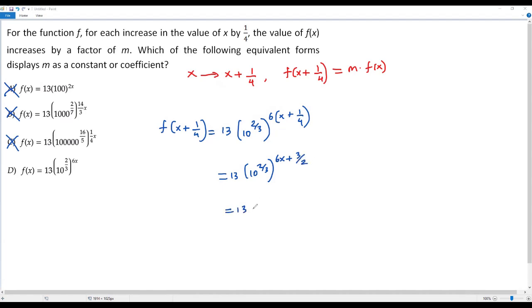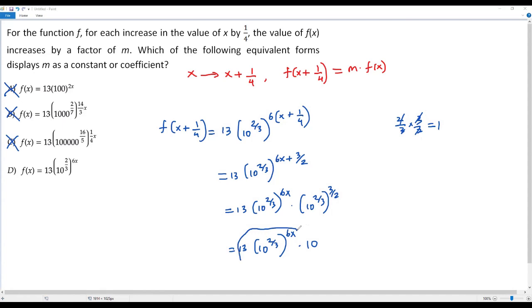13 times 10 to the power of 2 over 3 to the power of 6x times 10 to the power of 2 over 3 to the power of 3 over 2. Here 13 times 10 to the power of 2 over 3 to the power of 6x. When I multiply this 2 over 3 and 3 over 2, that is equal to 1. That is, we get 10 to the first power, that is 10.